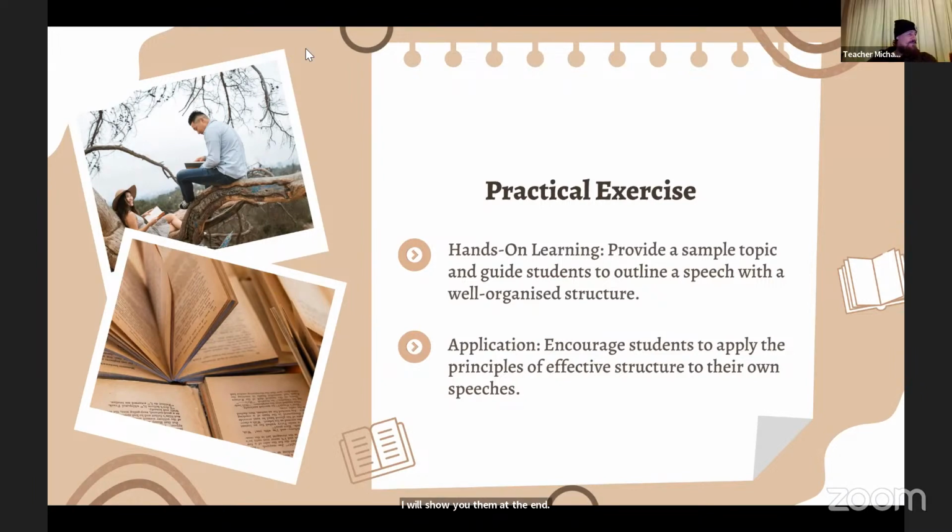Okay, so next. Remember, logical flow. Transition. Okay, so that's point 5. And point 5 is the conclusion.